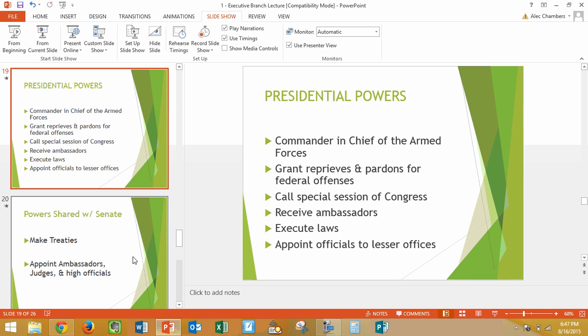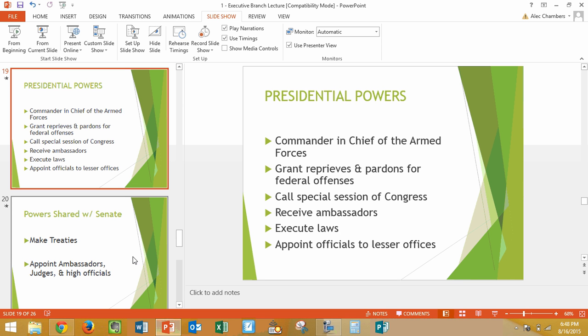Congress meets at various times throughout the year, and they get breaks throughout the year to go back to their home states and home cities to work with and listen to their voters. But the president has the power to require that they come back to Washington, D.C. and meet over a certain issue.